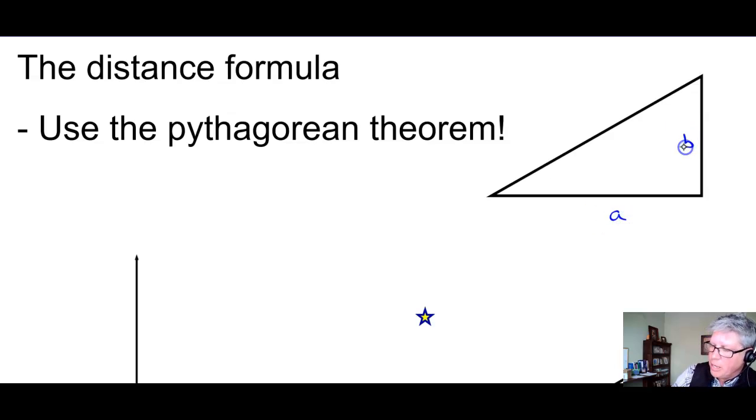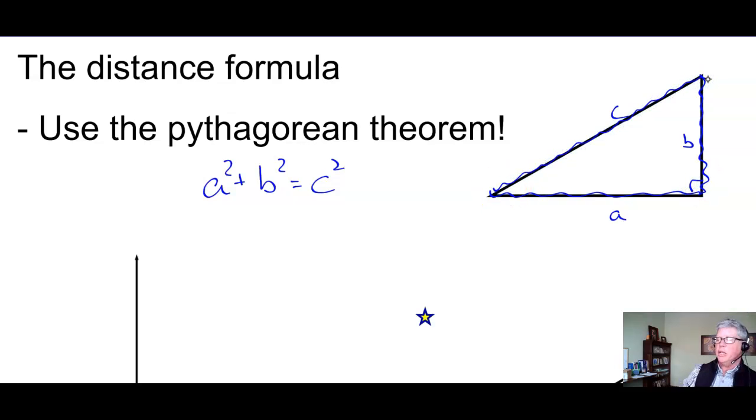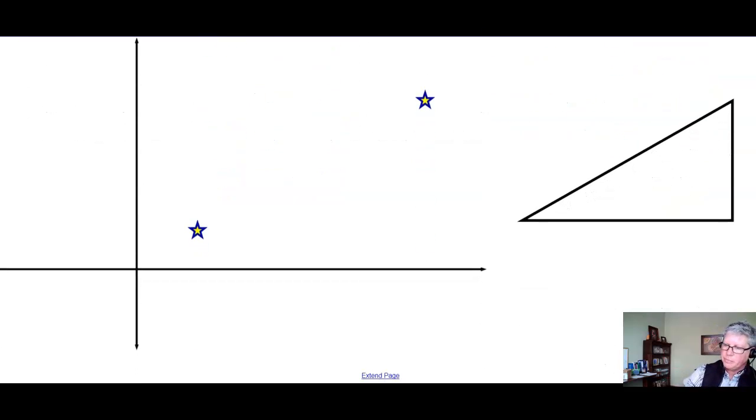A, B, C. This is called the Pythagorean theorem. A squared plus B squared equals C squared. So the distance A squared plus the distance B squared is equal to the distance C squared. All right, so we're interested in knowing the distance between 2 points. So our goal is to find that distance. Okay, well, we kind of use the same idea.